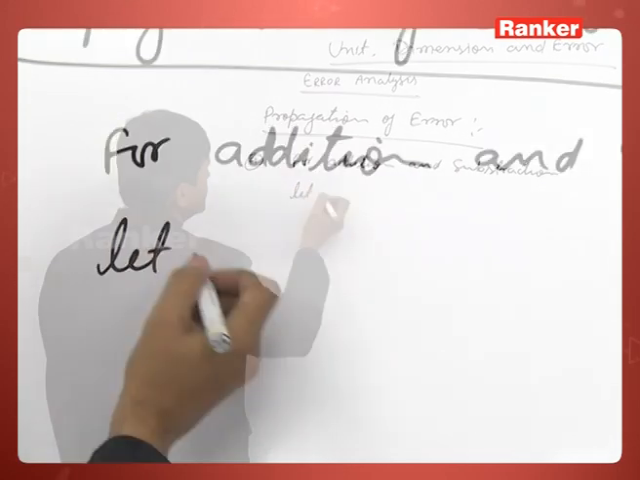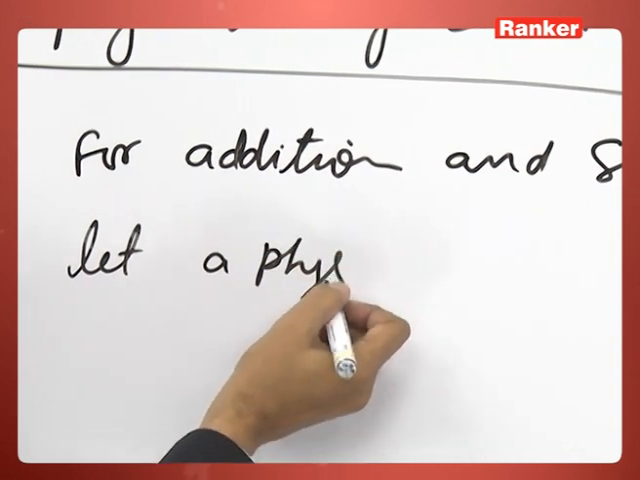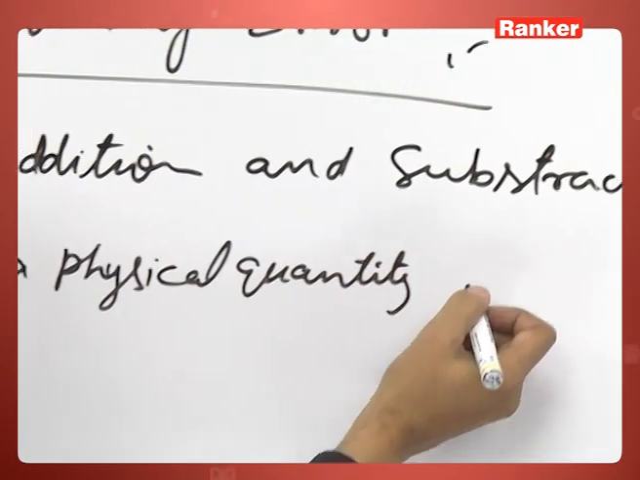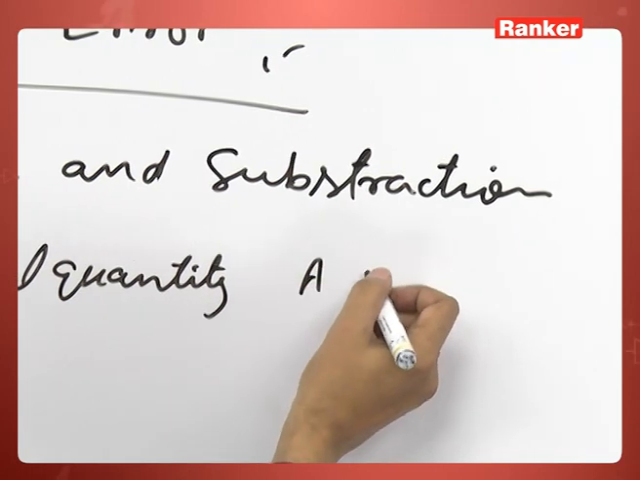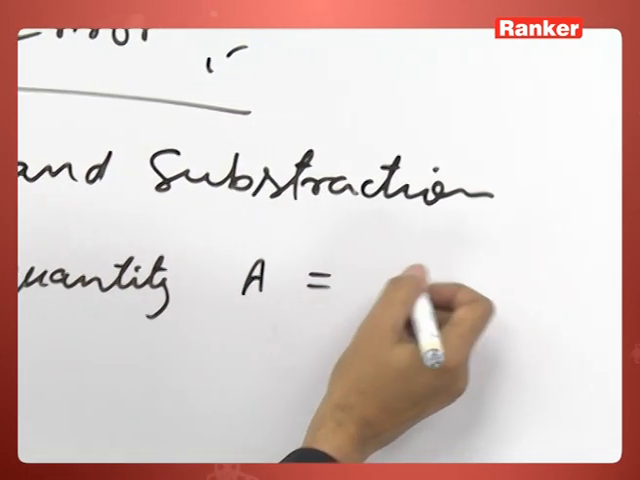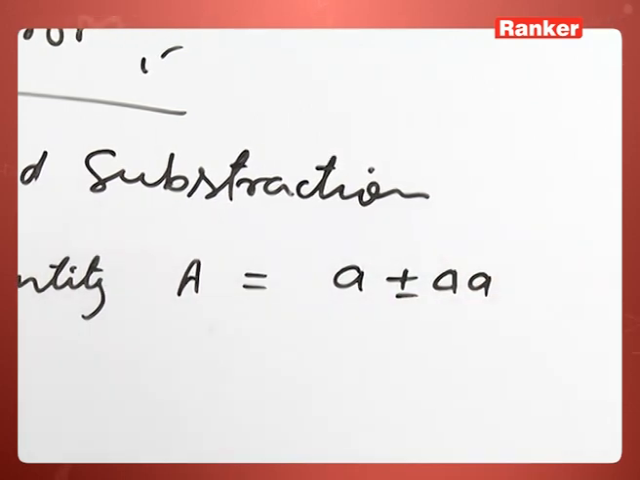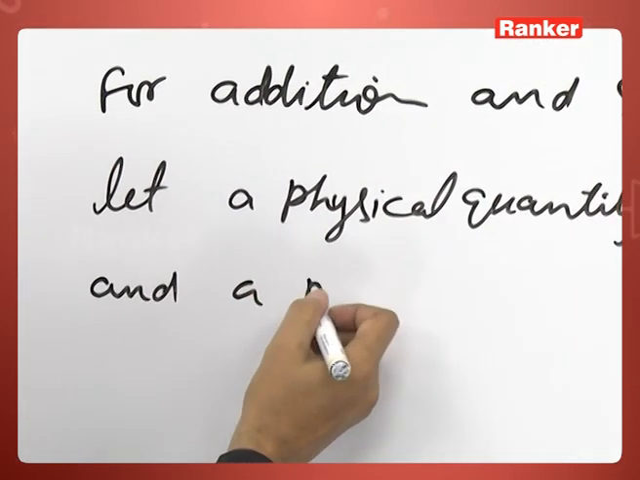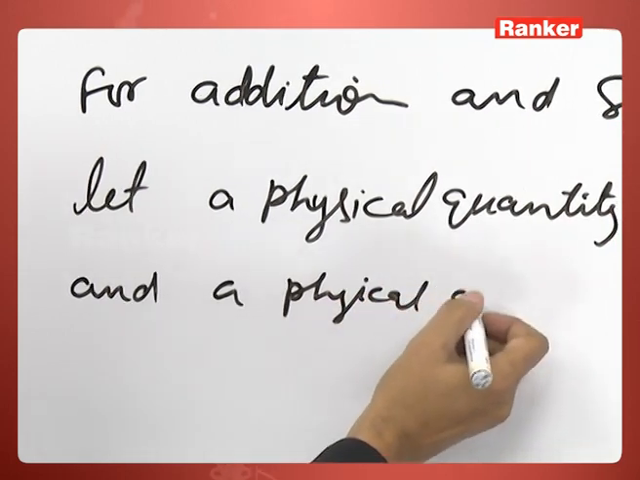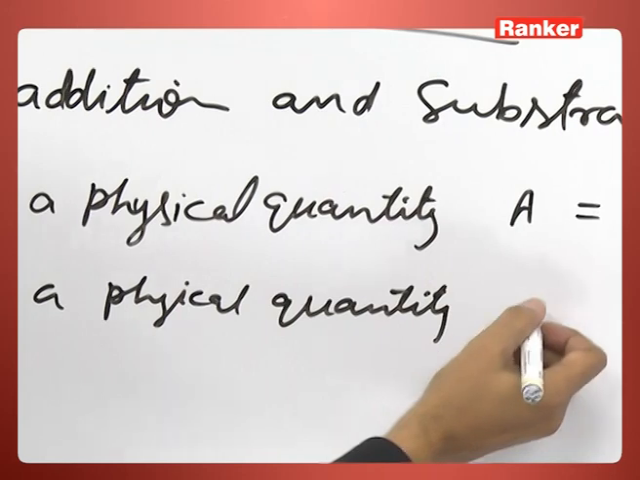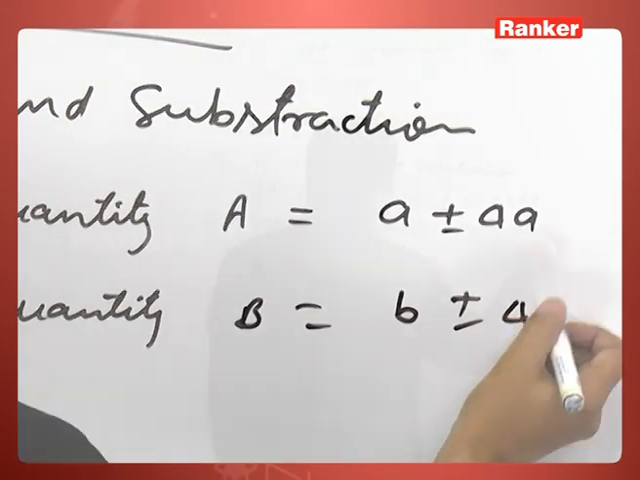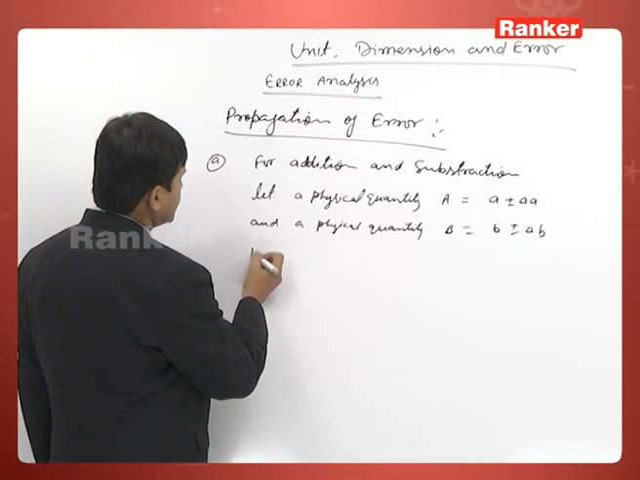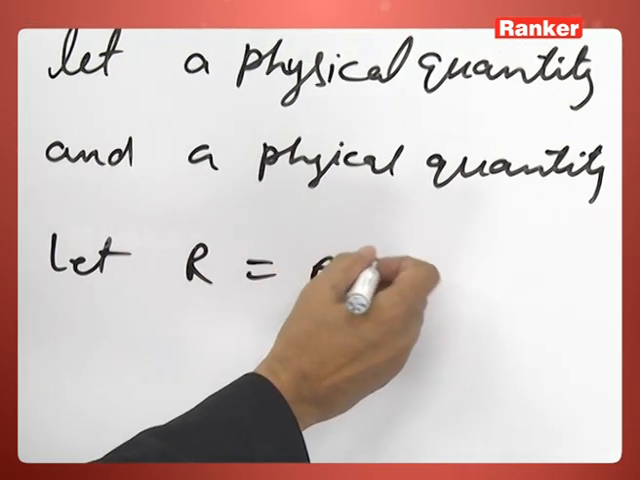Let a physical quantity A be given as A plus minus delta A, and a physical quantity B be given as B plus minus delta B. Now, if we want to write R, let R be equal to A plus B.